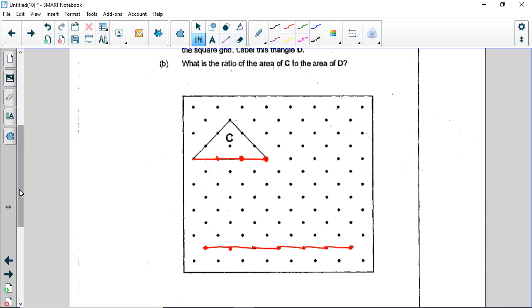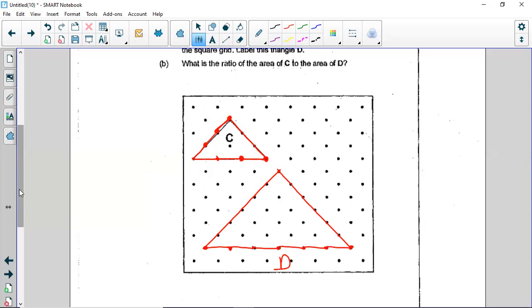Okay, do the same thing for this one. 1, 2, and 3. So double it, so it becomes 6 also. 1, 2, 3, 4, 5, 6. And then the other side also 1, 2, 3. So double it, you have 1, 2, 3, 4, 5, 6. So now you have a triangle that's double the perimeter, twice the perimeter already. Okay, so label this triangle D, and that's your part A.